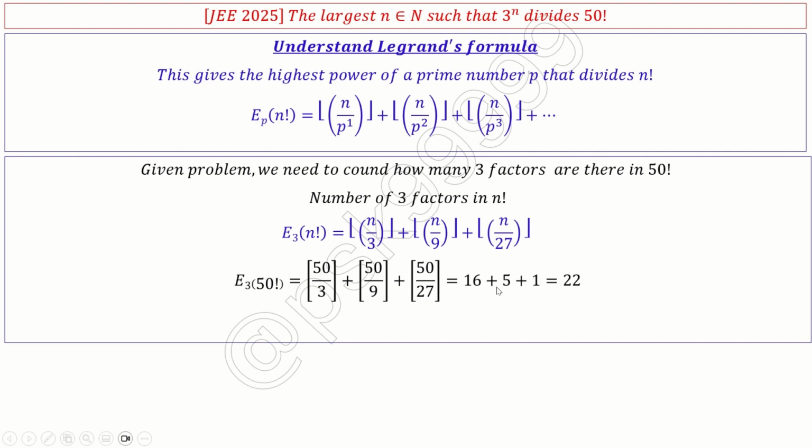50 by 9, GIF is 5. 50 by 27, you will get 1. And the next one is 50 by 81, which is anyway 0. So I don't need anything after that. So these are the 3 terms. So 16 plus 5 plus 1 is 22. This is the total number of 3 factors in 50 factorial. So the answer is 3 to the power of 22 divides 50 factorial.